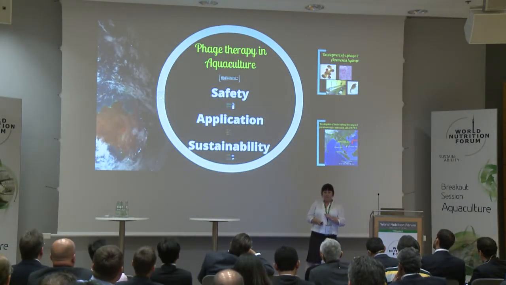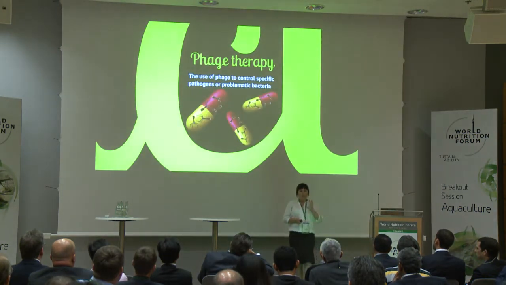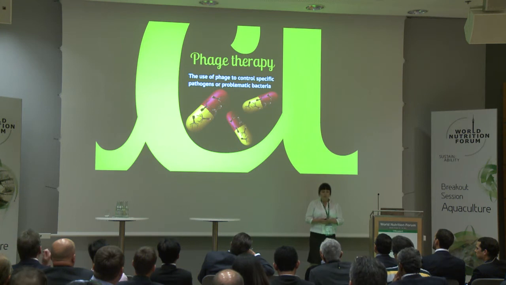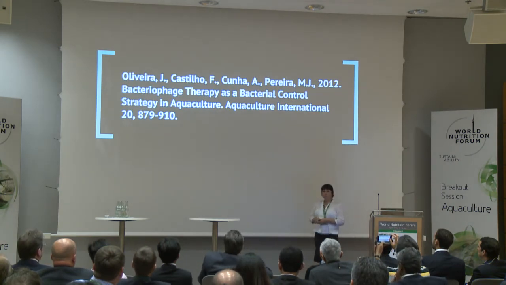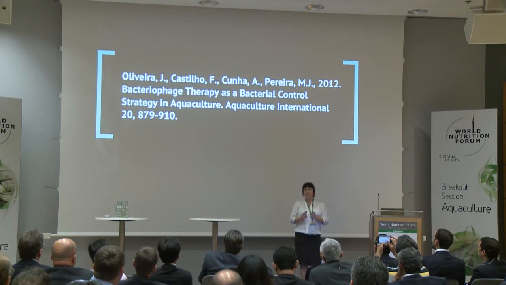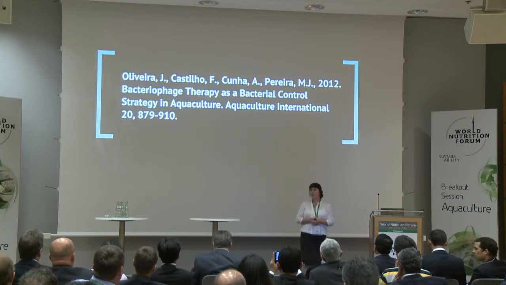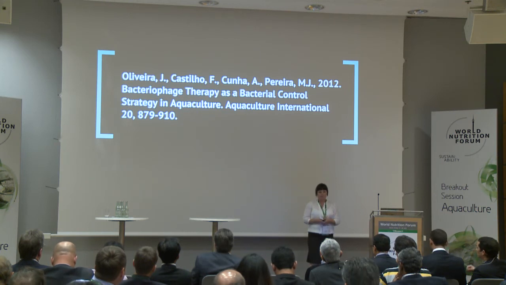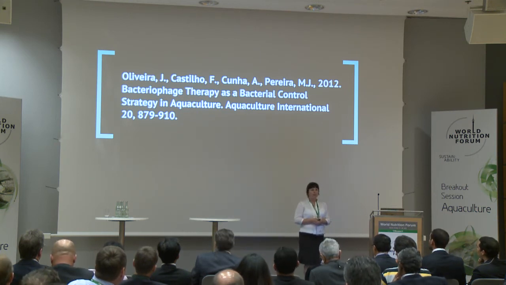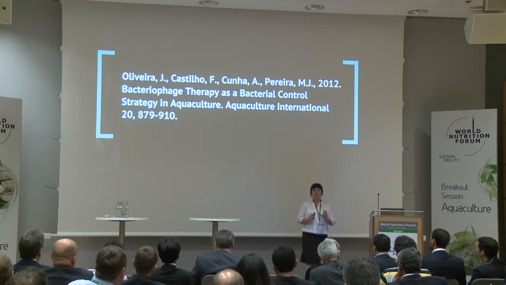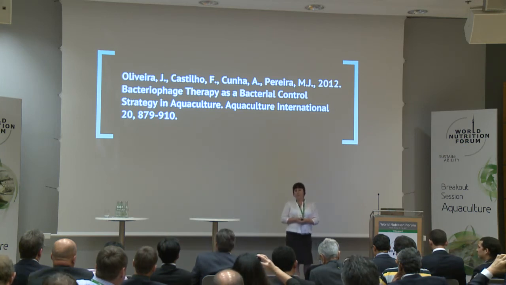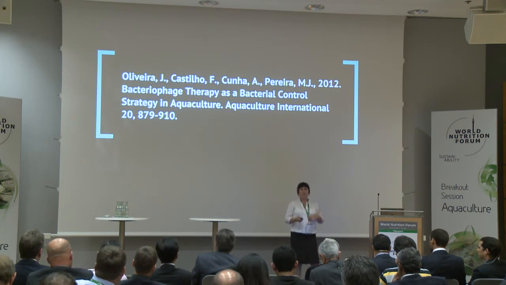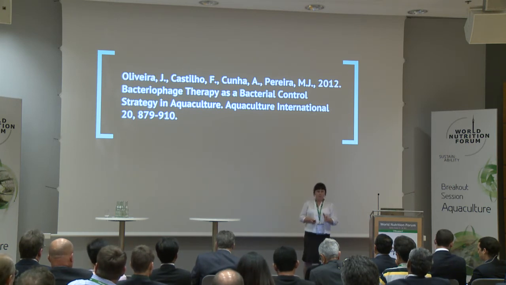So again, let's come back to safety, application and sustainability. Phage therapy is essentially the use of phage to control specific pathogens or problematic bacteria. That's what it is. It's very simple. There's a recent paper from this group, 2012, and they describe the use of phage therapy in aquaculture very well. I would encourage you, if you want to read more about this in much more detail than what I've just said, please try and get this paper and have a good look at it because it's really well written. In this paper, the authors have said that phage therapy should very much be investigated as a measure of control for pathogenic bacteria in aquaculture because the results and the information they gained was really quite promising.